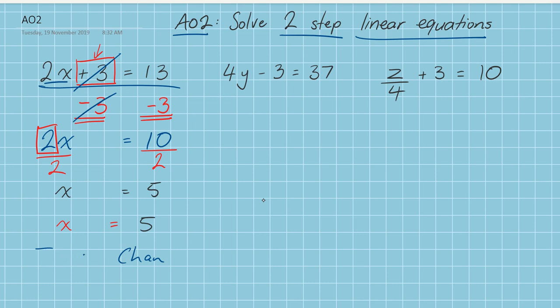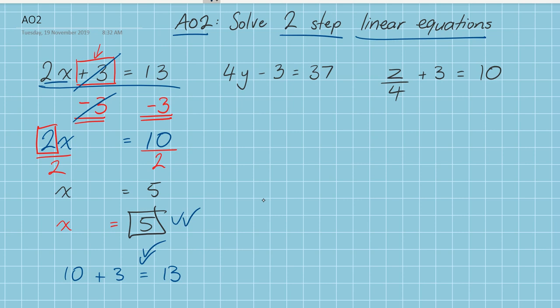Now we can check that to make sure that we've done this correctly, by putting that value back into the equation. So let's try that. 2 times, we said x is 5, plus 3 equals 13. If we've done this correctly, then that equation will make sense. Let's have a look. 2 times 5 is 10, and 10 plus 3 does equal 13. So yes, that is correct. A nice little easy way to make sure that we've done this correctly.